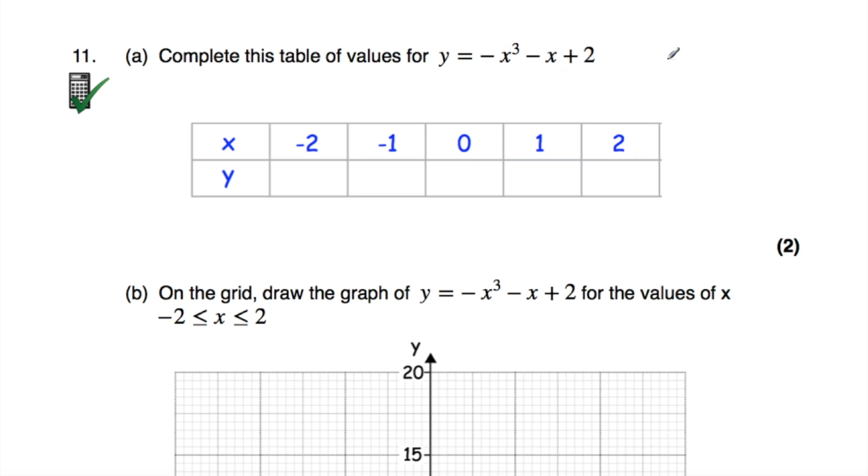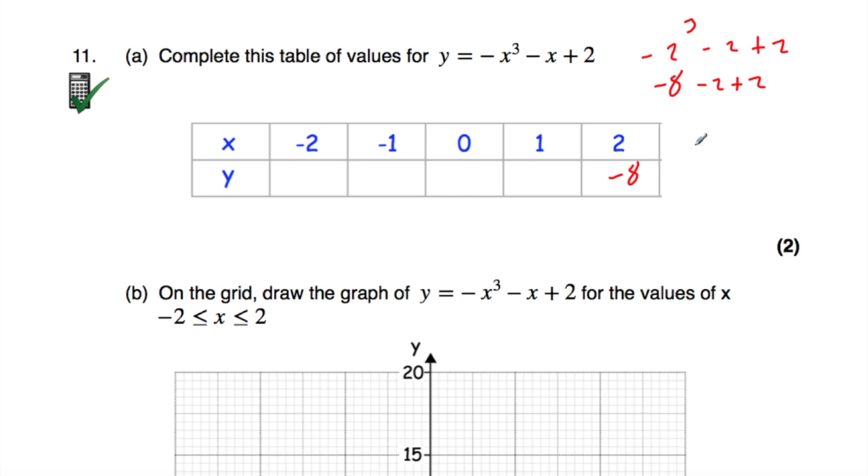So let's start off with 2. We're going to do minus, and then we'll do 2 cubed, and then take away 2, and then add 2. So 2 cubed is 8. We're then going to change the sign so that'd be negative 8, then take away 2 plus 2, and then that would just be negative 8, because obviously taking away 2 and then adding 2 would just still be negative 8.